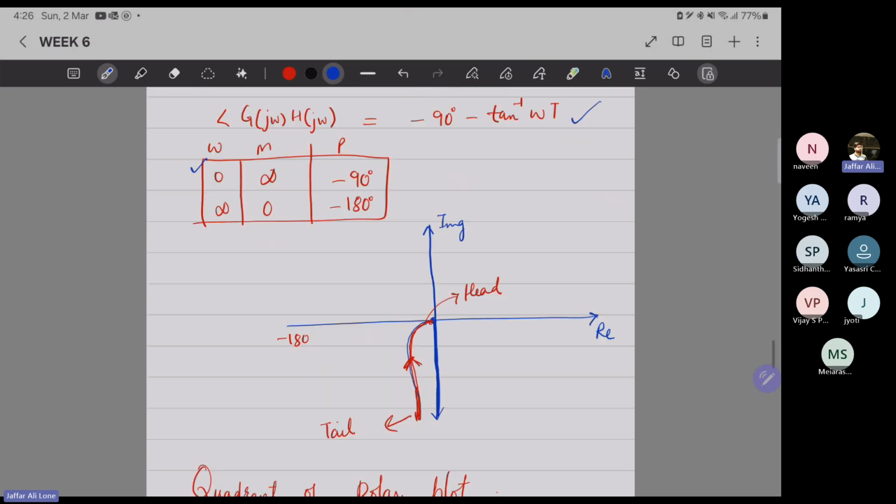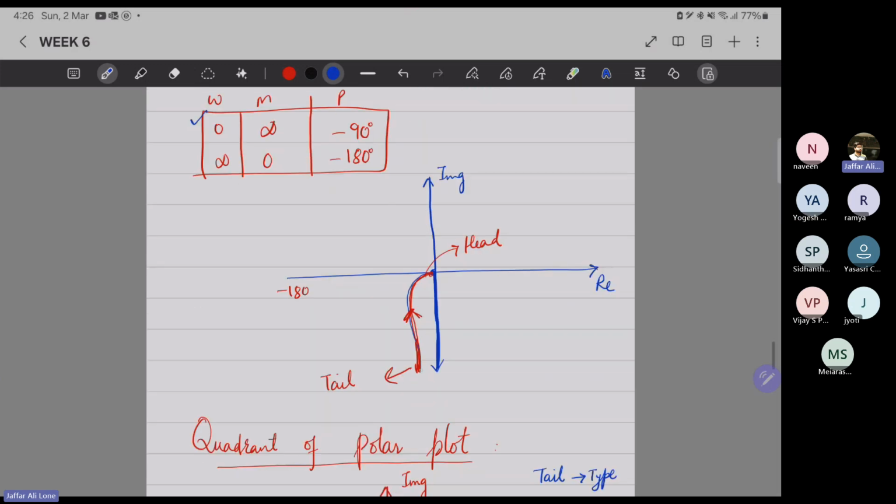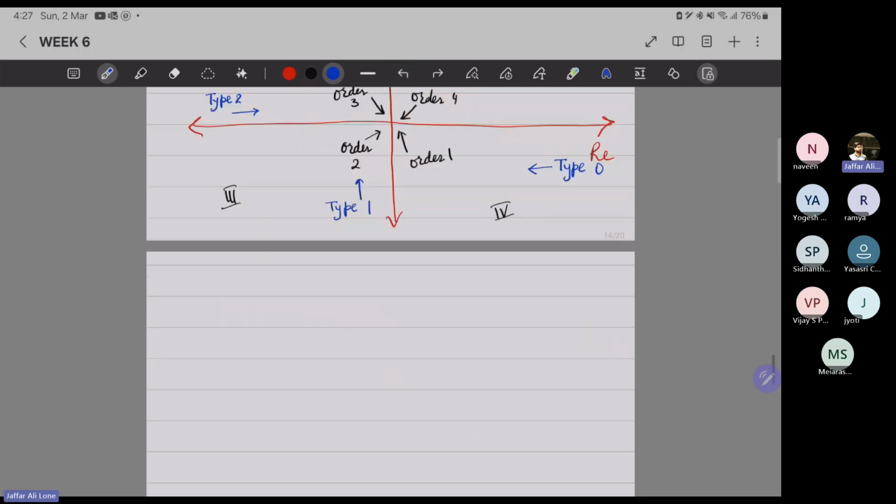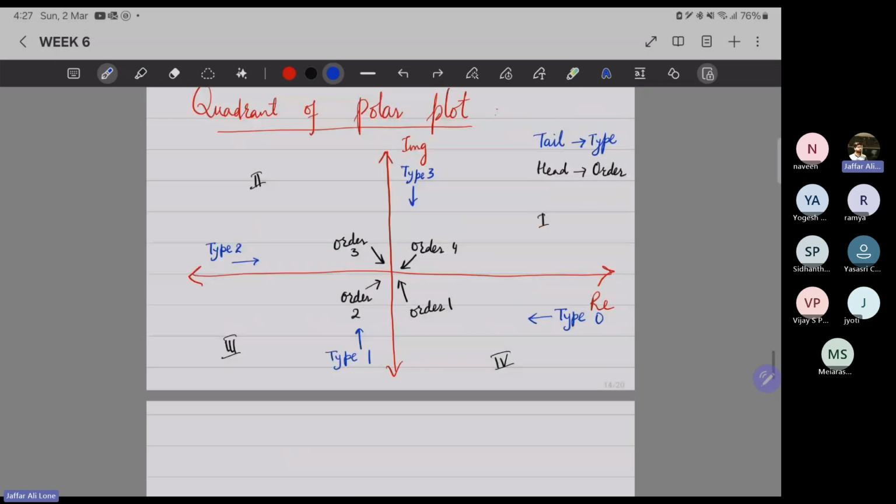Then I have plotted it here. When omega equals 0, I have magnitude infinity, so I plot it like this. Then as I increase my frequency to infinity, my magnitude converges to 0. But when my magnitude is 0, I have angle minus 180, so it is measured from here, minus 180, right? So is it clear now? Yes, sir. Okay, thank you. Now, does anybody have any more problems?